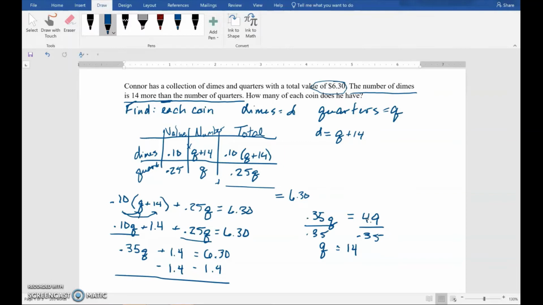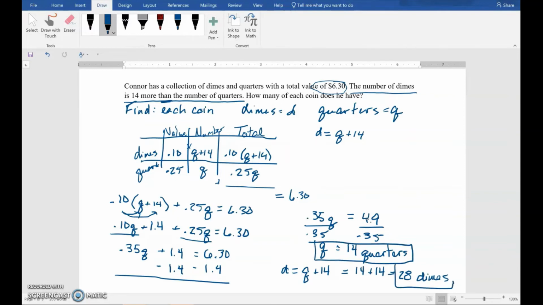quarters. But we want to find each of the coins, so we also have to figure out our dimes. Remember, our dimes is quarters plus 14. And so for us, that makes it 14 plus 14, which makes it 28. So 14 quarters and 28 dimes. That seems like a lot of coins.